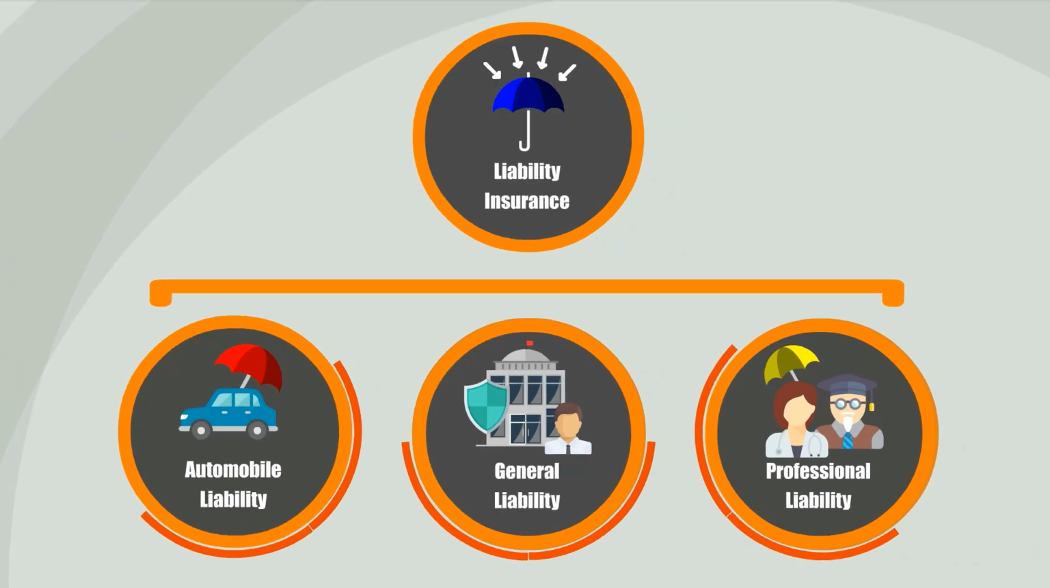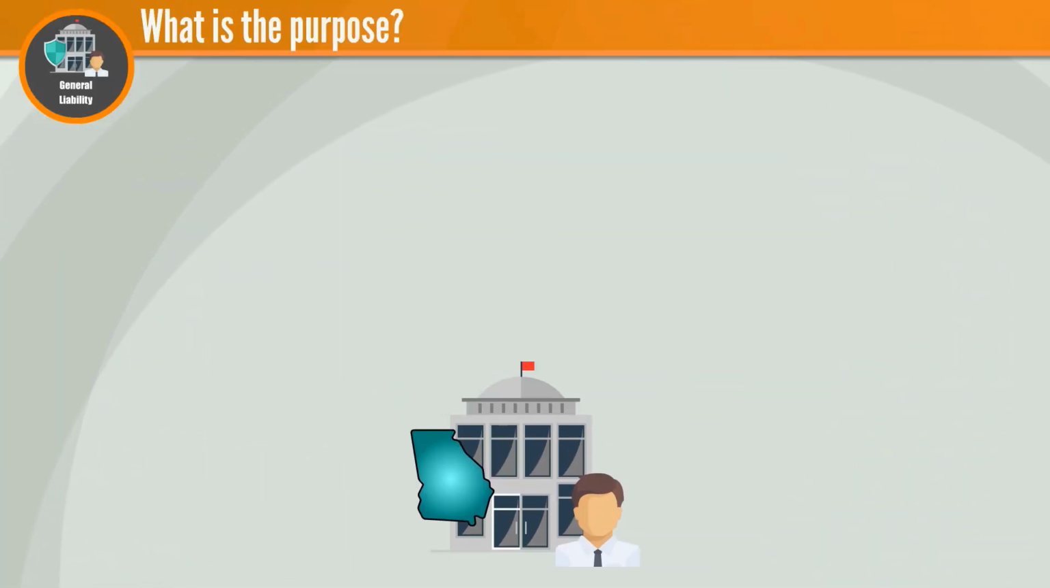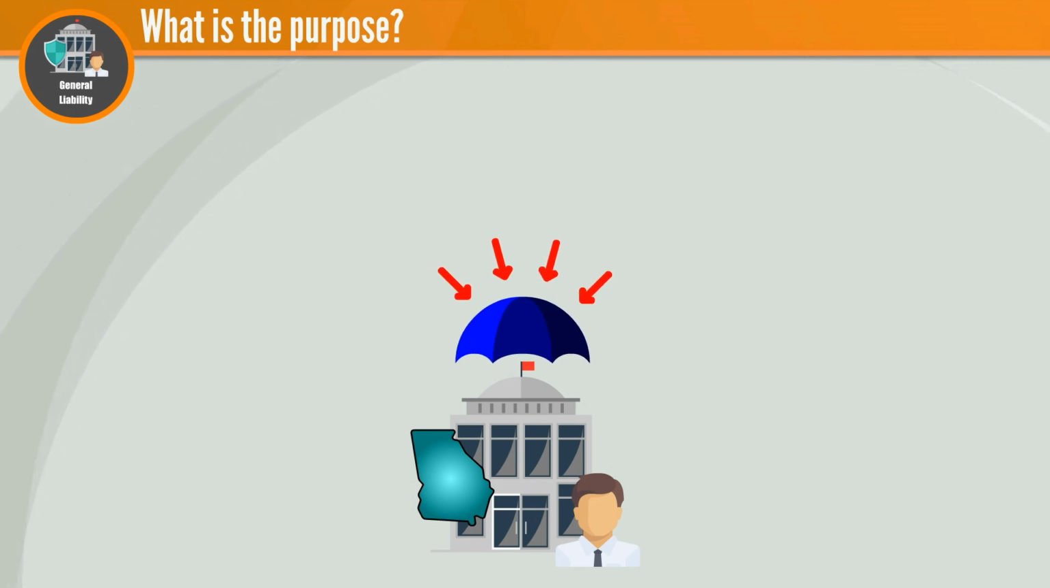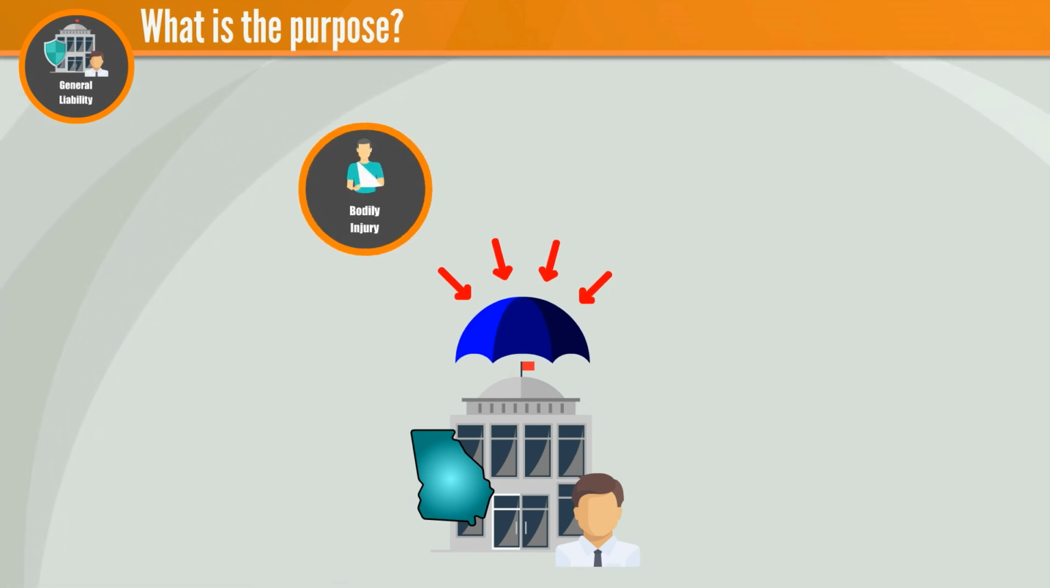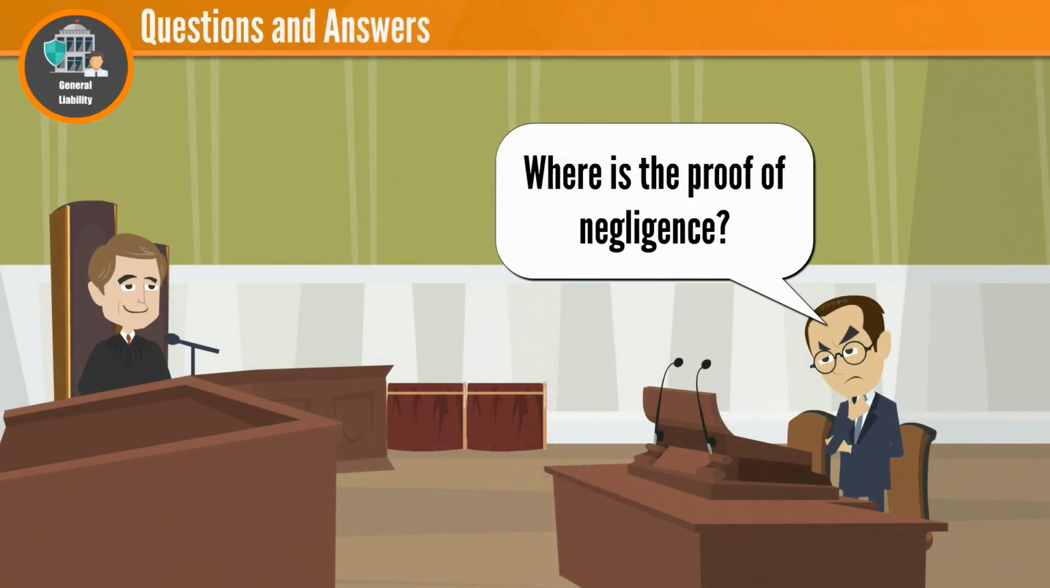Next, let's take a look at general liability insurance. The purpose of the general liability insurance coverage is to protect state agencies from a variety of claims by third parties, including bodily injury, property damage, and personal injury. Most claims that are unrelated to automobile incidents or state employee on-the-job injury come under the general liability category. In order for the state to pay out on general liability claims, there would need to be proof that some degree of negligence on the part of the state contributed.